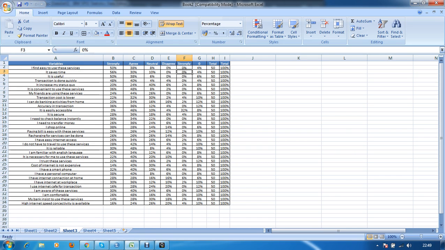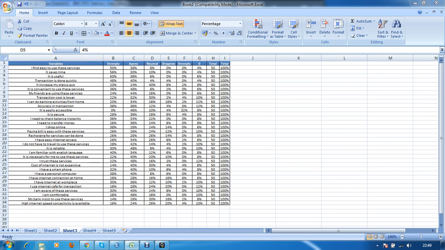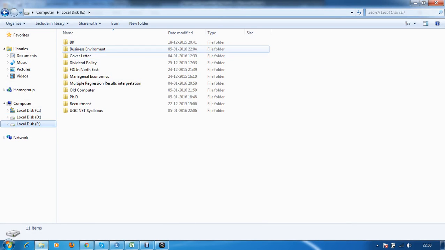In terms of another factor, which is that transactions are done quickly, we have 48% of the respondents who strongly agreed with this statement. The remaining 40% just agree with this statement. The remaining 4% is neutral, and 4% of the respondents disagree with this statement, and the number of respondents who strongly disagree is 0%. So this is how we interpret the results.